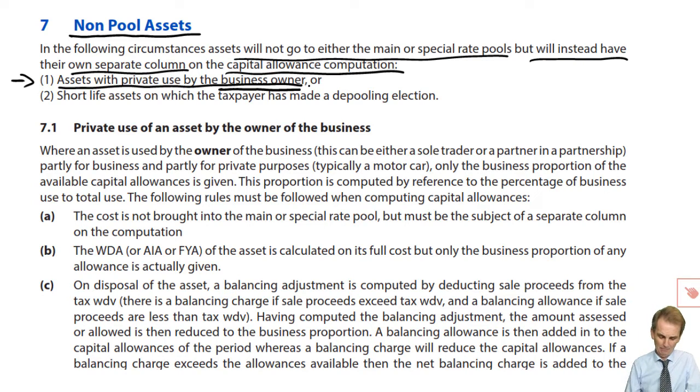More of that anon. The second one, rather more complex: short life assets on which the taxpayer has made a de-pooling election. This is available and probably more likely to be seen in a corporate tax context, but would be an issue for both income tax and corporation tax. But by far the biggest issue, the most important one, is this one: private use of an asset by the business owner. Now let's have a little think.